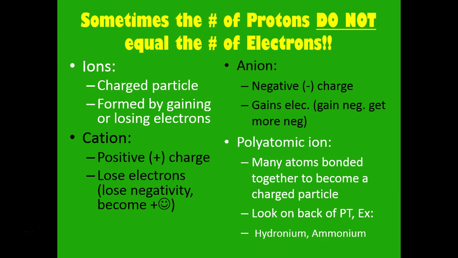On the back of your periodic table, there are a bunch of polyatomic ions. Hydronium and ammonium are a couple of them, but you also see carbonate and perchlorate and things like that. So there are some examples of these polyatomic ions on the back of your periodic table if you want to check that out.